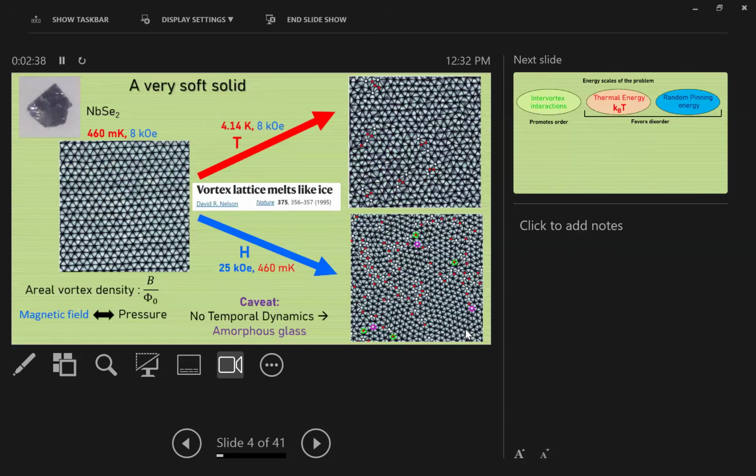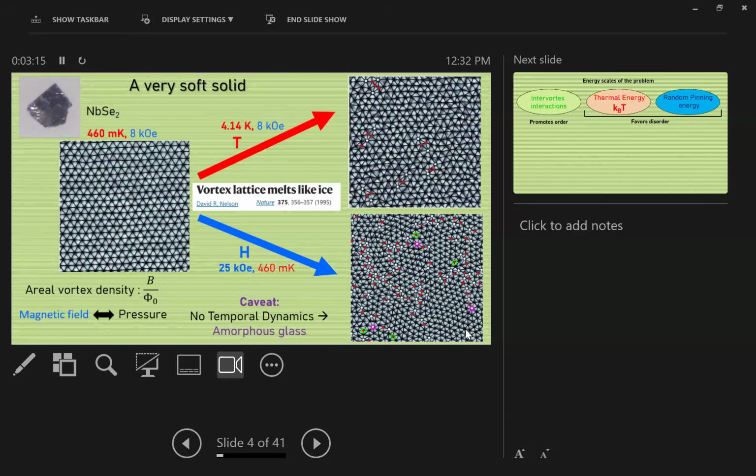Now, the reason we are interested in this vortex lattice is that it's a very soft, tunable solid where you can actually change the areal density of vortices by increasing the magnetic field. So, magnetic field is somewhat equivalent to pressure in a real crystal. And there is this popular saying that the vortex lattice melts like ice. What it means is that if you have a nice hexagonal vortex lattice like this and you increase temperature, it becomes disordered. And you can also increase magnetic field, which is equivalent to pressure here.